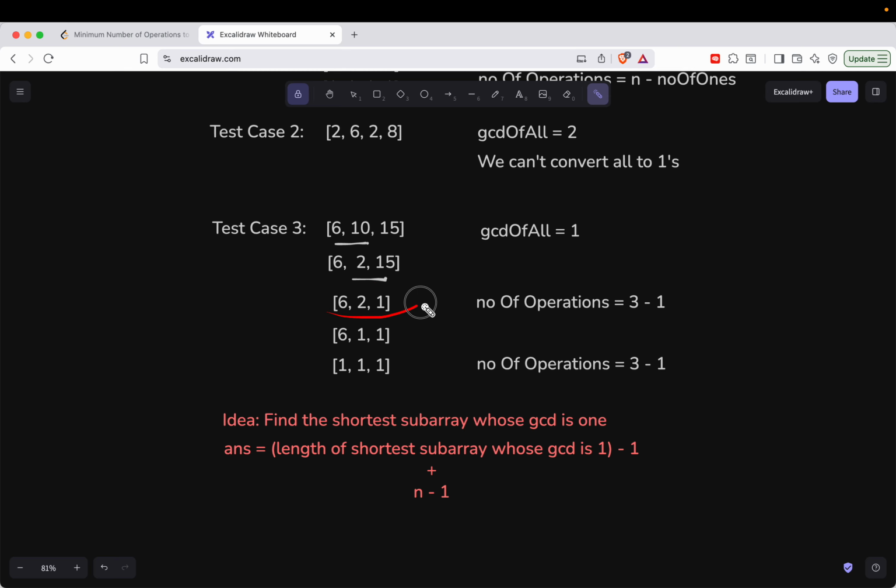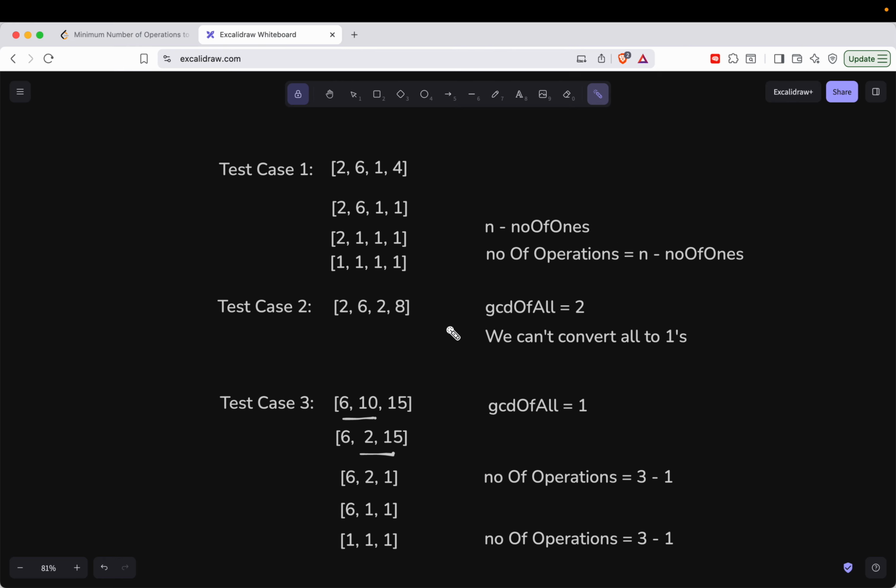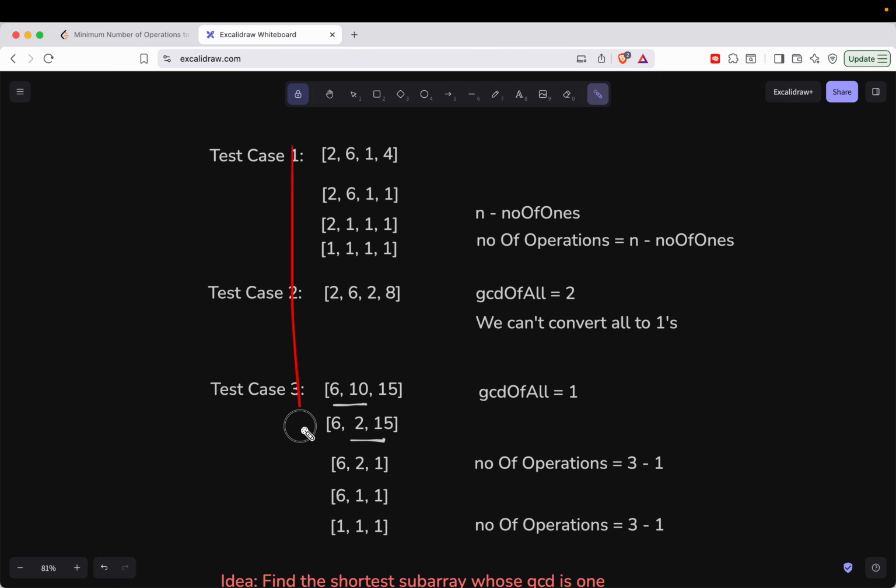The moment you have converted the given array into this particular form, from here to reach this state, the number of operations required will be length minus 1. Okay, let me jump back to the code and show you what I have implemented. I'm just in the flow, I have explained it the same way I have implemented.